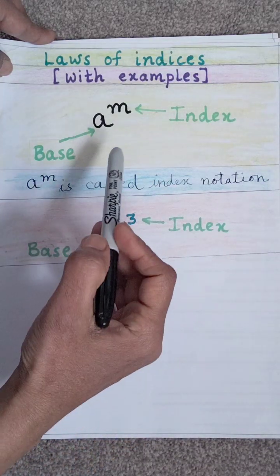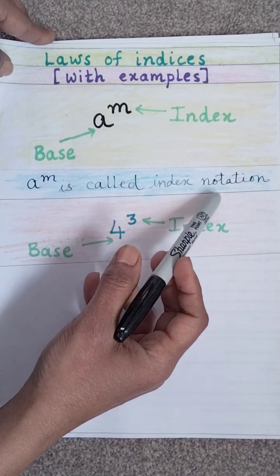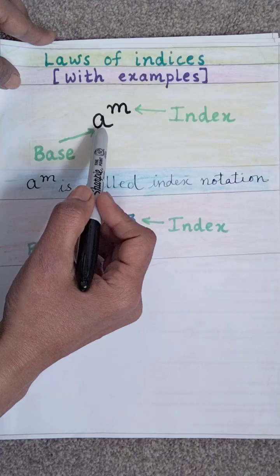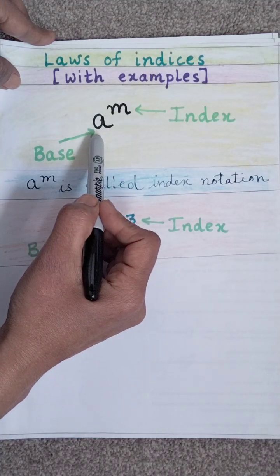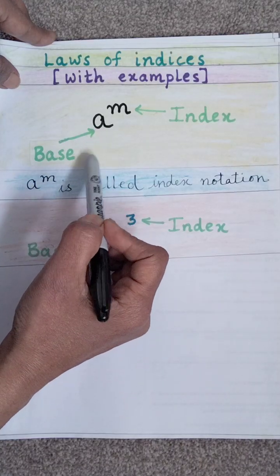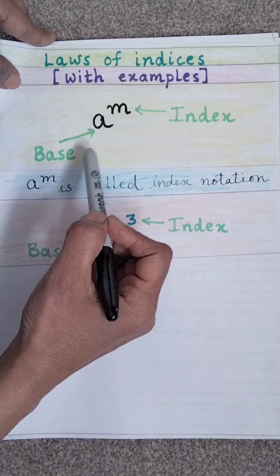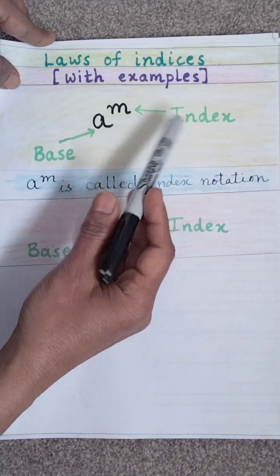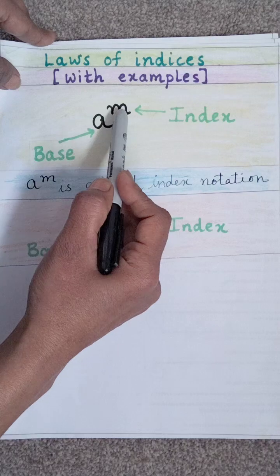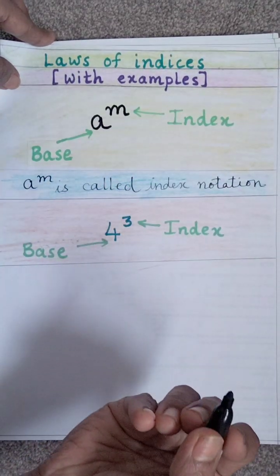Now, a raised to m. So a raised to m is called the index notation. In this a raised to m, a, which is at the bottom, is called the base. Remember, b for bottom, b for base. Whatever is the bottom number is called the base, and whatever is the exponent is called the index. So in a raised to m, a is called the base and m is called the index.